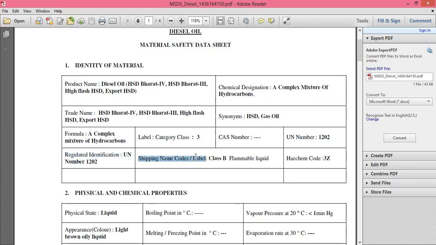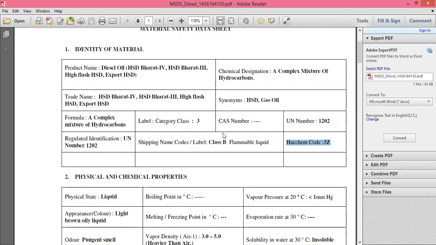Shipping name or IMDG code is class B, which is a flammable liquid, and hazardous chemical code is 3Z. So this is basically giving the identification of this particular cargo. So we get all the names. We can get this cargo by various names, which are mentioned here.